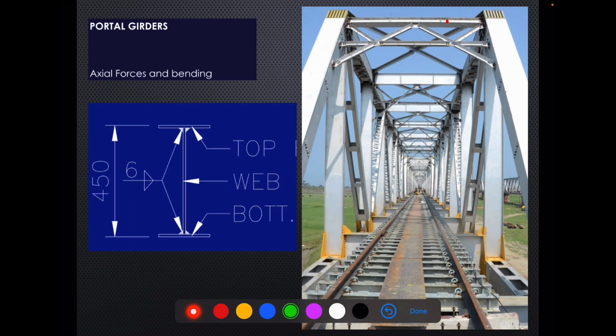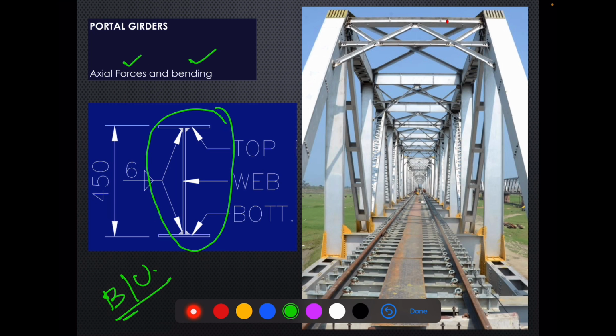Then we have portal girder, as we have discussed earlier also. Red dot is representing the portal girder, and this is designed for axial forces and bending. This is the typical built up I section, which is used typically for portal girders.